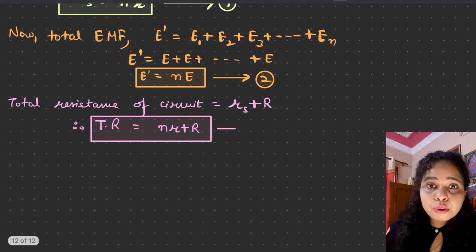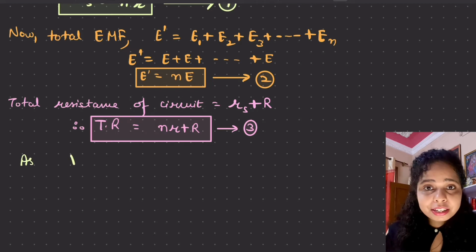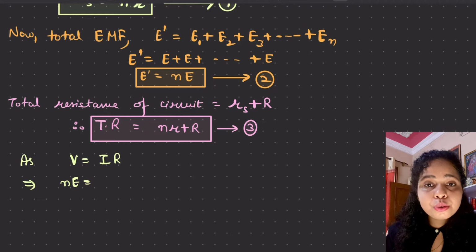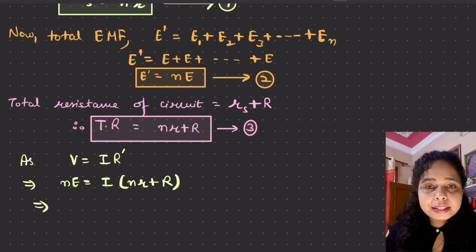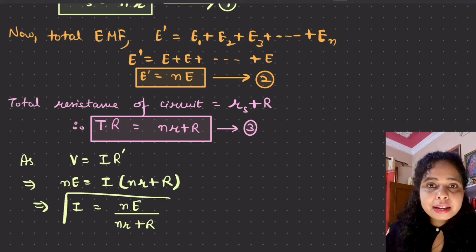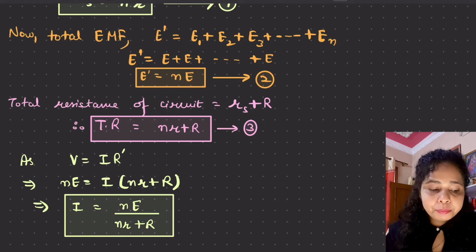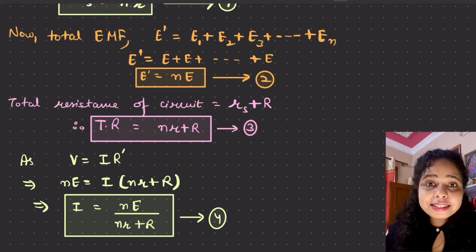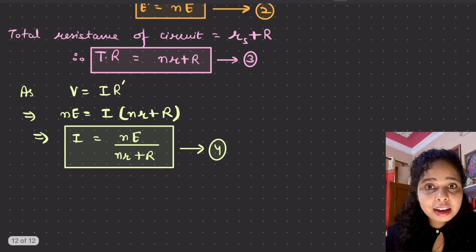From Ohm's law we know V is equal to IR. Here we are having total potential nE. Therefore, we can say nE is equal to I into total resistance R dash, which is the combination of nr plus capital R. So we can say I is equal to total EMF divided by total circuit resistance. So we are left with I is equal to nE divided by nr plus capital R. So this is the total current which is flowing through the circuit when n number of cells are connected together in series combination.